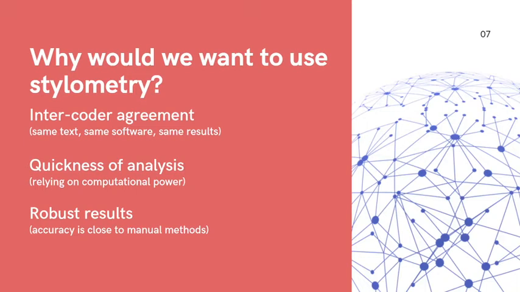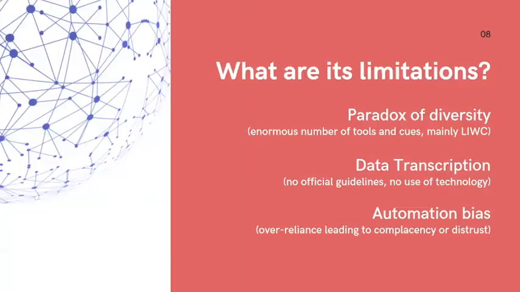However, we have also noticed some limitations that would prevent its use on the field. Those limitations are the following. First, the paradox of diversity. There are a gigantic number of cues you could use to detect deceit. However, we mainly rely on LIWC. And LIWC is extremely easy, and I am the first one to use it, of course. But there are other things that we should look at. And before saying that we can use stylometry on the field, we should have a look at those other cues. And those have been classified in different papers that I would gladly recommend if you're interested in this.